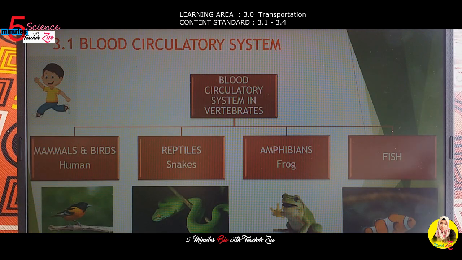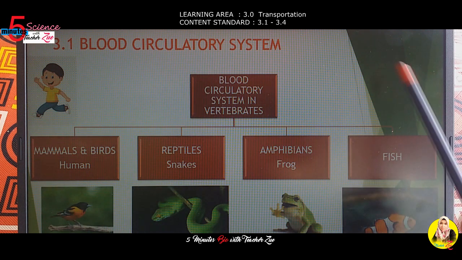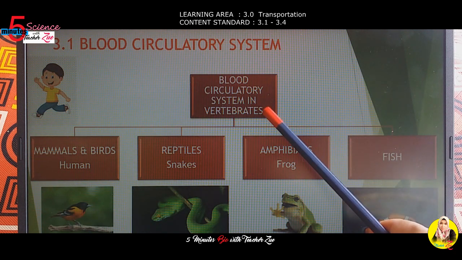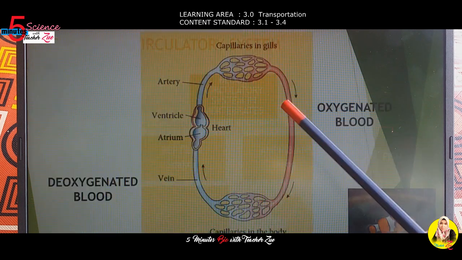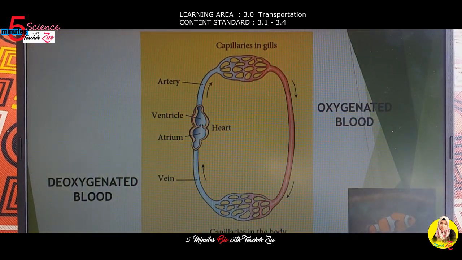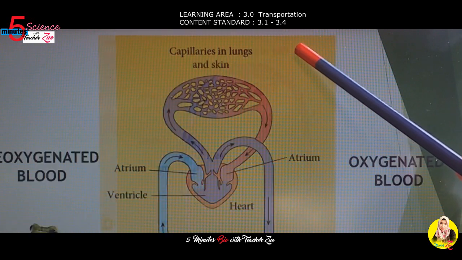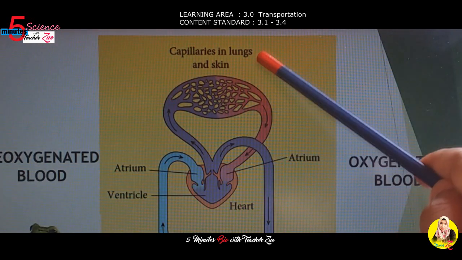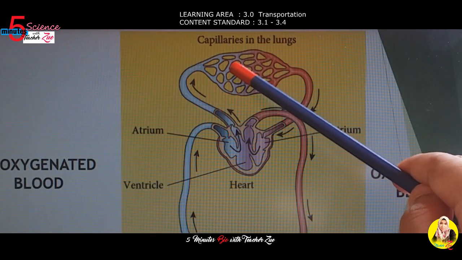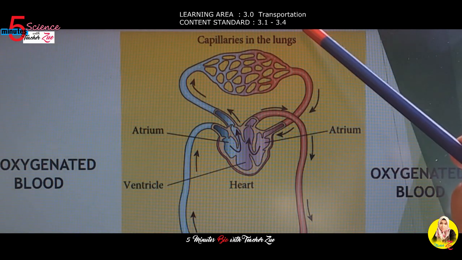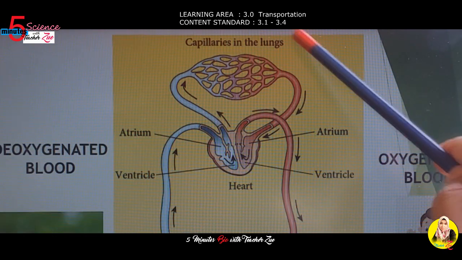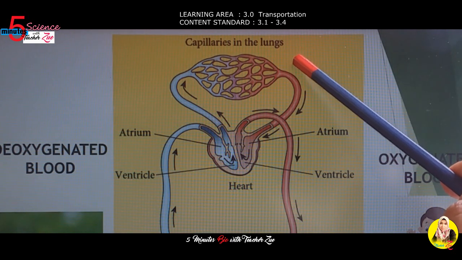Okay, now we will discuss the differences between all four types of blood circulatory system in vertebrates. We start with the organ used. In fish, it uses gills. In amphibians, it uses lungs and skin. In reptiles, it uses lungs, and mammals and birds also use lungs.